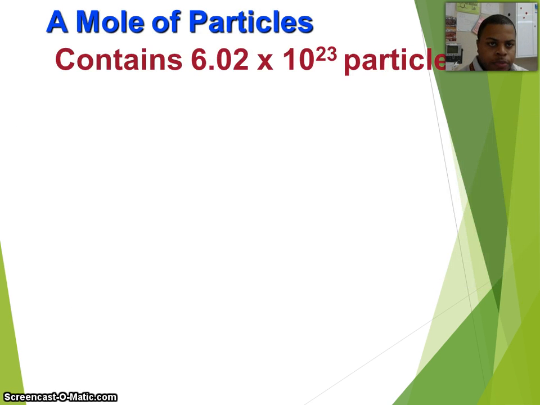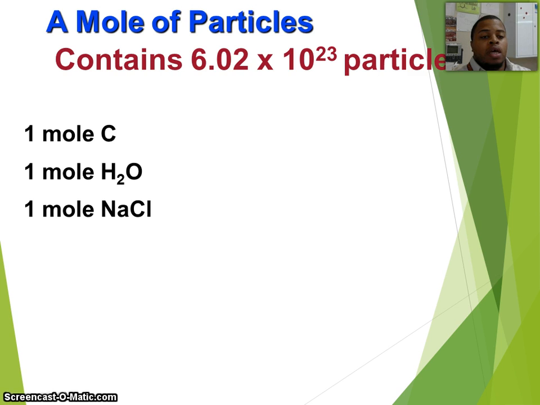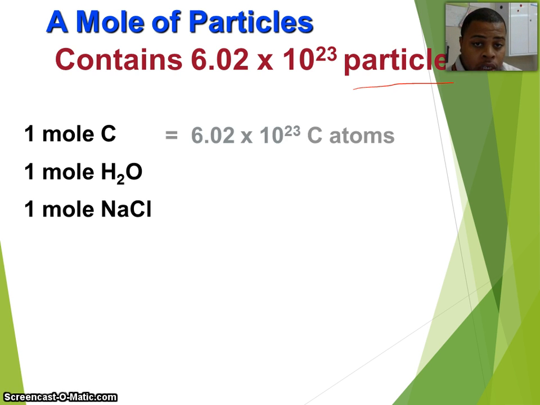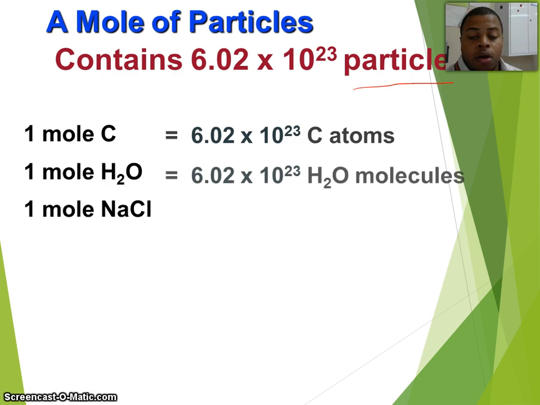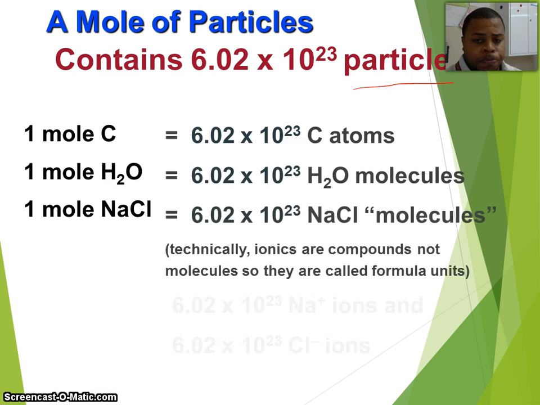Now, a mole contains 6.02 times 10 to the 23rd particles. No matter what it is, if I have a mole of cars, a mole of cookies, a mole of animals, whatever it is, it's always going to be the same number. Now, one of the reasons why I wanted to make sure this is clear is that when I say the word particles, particles can be individual atoms, it can be molecules, or it can be formula units.